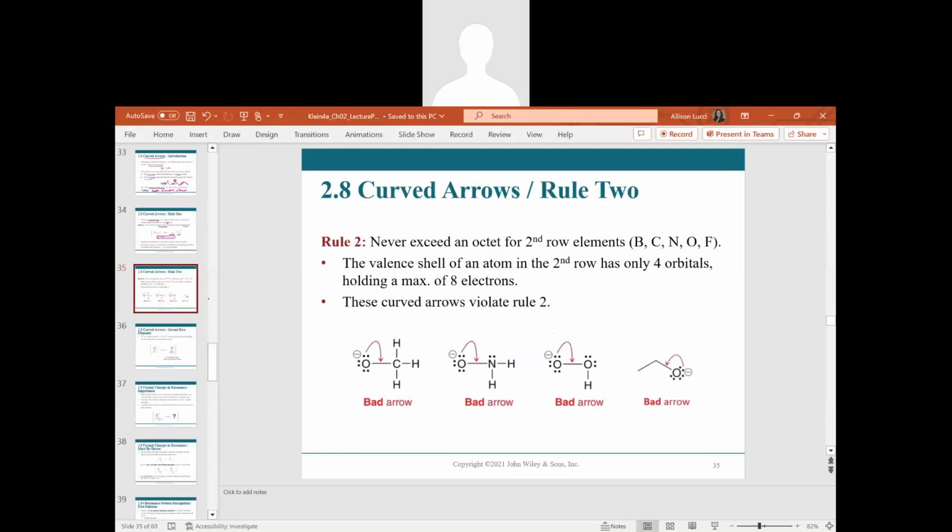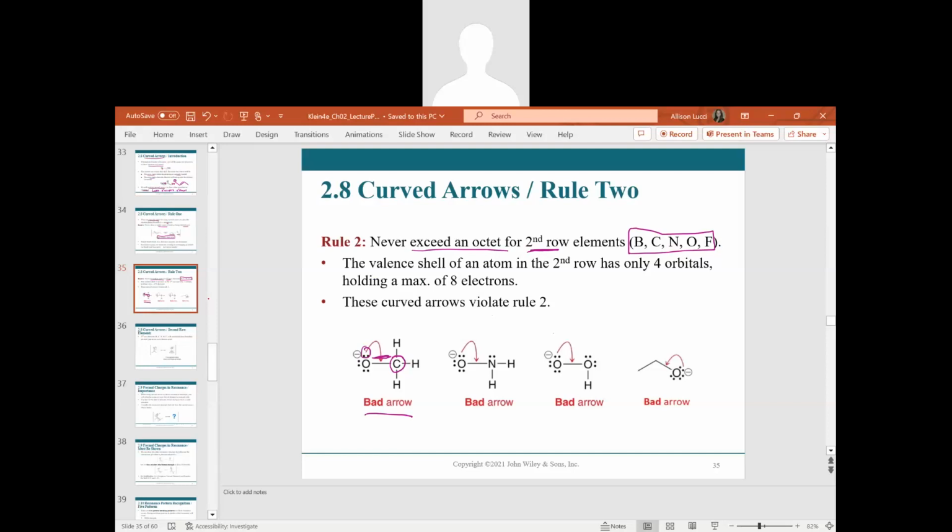Rule number 2 is about the octet. We cannot exceed the octet for second row elements. If you recall, they do not have d orbitals, so they cannot have expanded octets. We can't have more than 4 bonds here. If we tried to move one of these lone pairs, this is a bad curved arrow, because this lone pair would form a double bond here after the resonance structure was drawn, and this carbon would then have 5 bonds, 10 valence electrons, which would exceed the octet. All of these show the octet being exceeded.